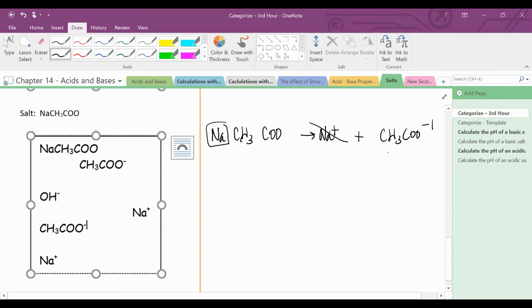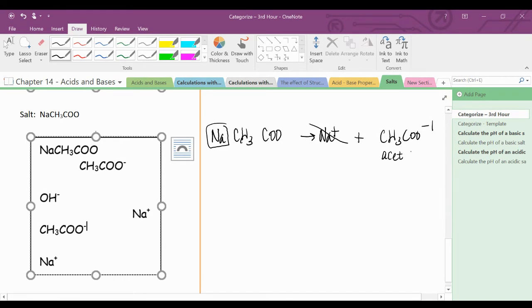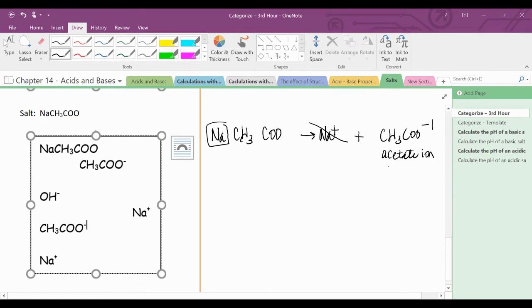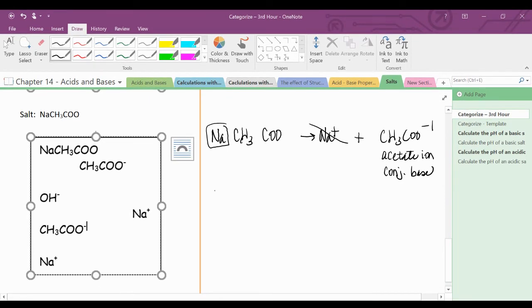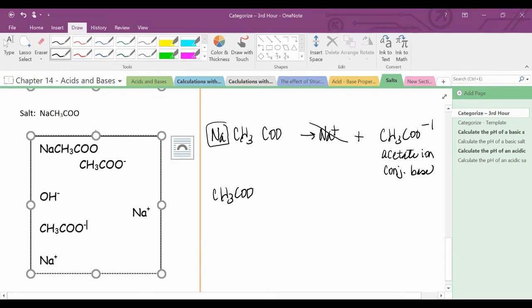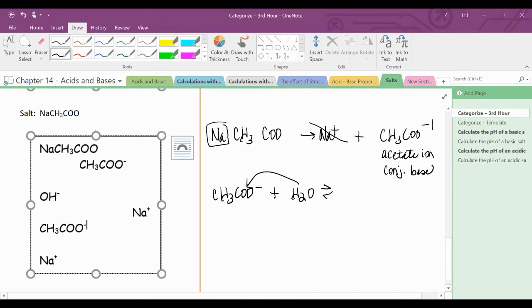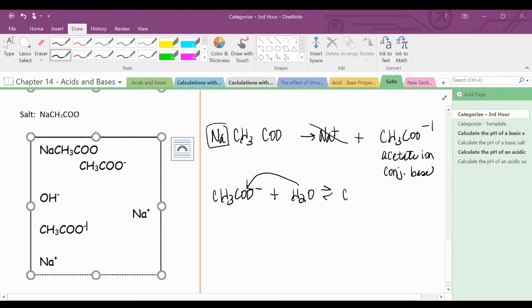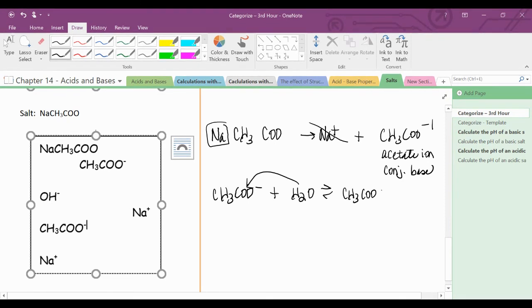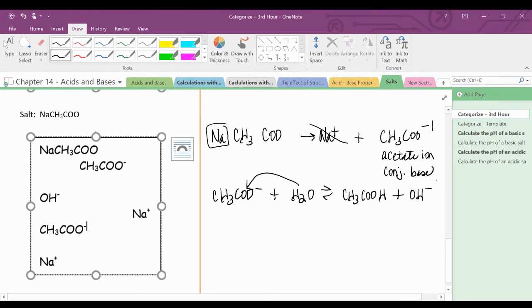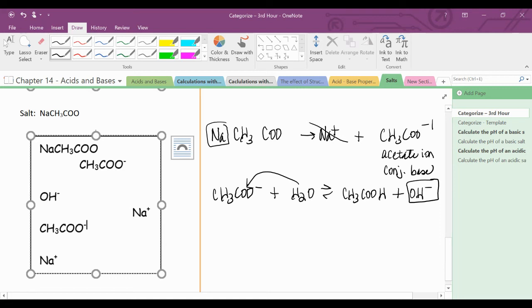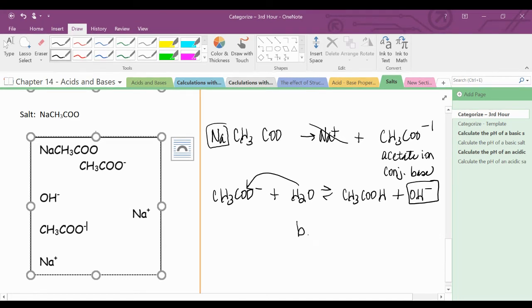And the CH3COO, we should recognize this as the acetate ion. So this is actually a conjugate base of a weak acid, so it's going to behave as a base. Okay, so in other words, when it reacts with water, it's going to be the proton acceptor. So we form CH3COOH. And when water gives up a hydrogen, you're left with hydroxide. So the fact that we produce hydroxide makes this a basic salt.